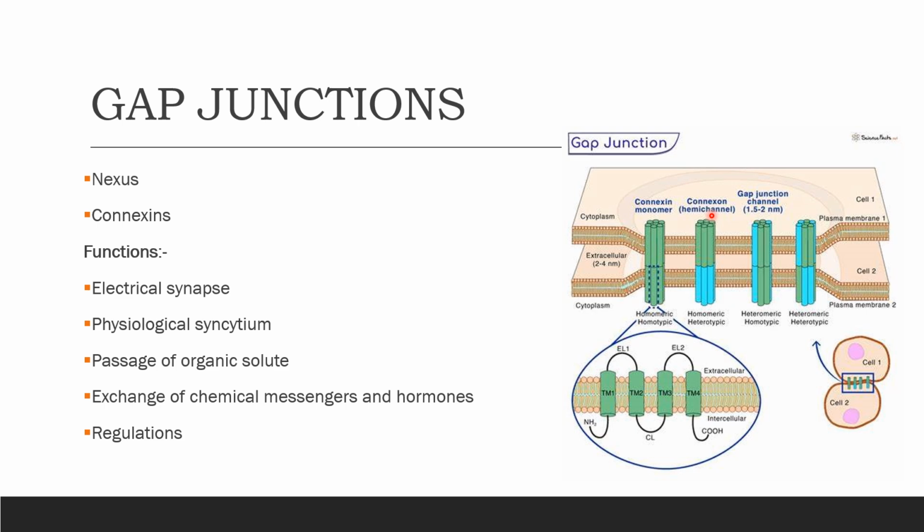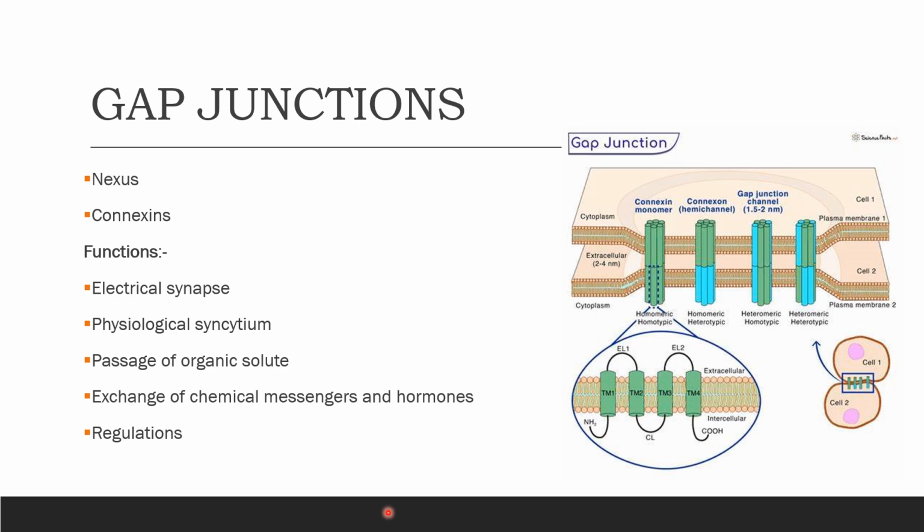Okay, now we have the function. It acts as an electrical synapse. If you see over here, the reason it acts as an electrical synapse is that the pores of the ligand-gated and voltage-gated channels are comparatively smaller than those of the gap junction. So if the pores are larger, we have an easy flow of ions. Once there is an easy flow of ions, rapid propagation of action potentials can occur from cell to cell.